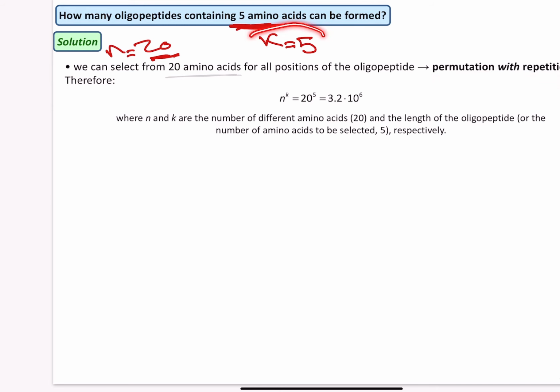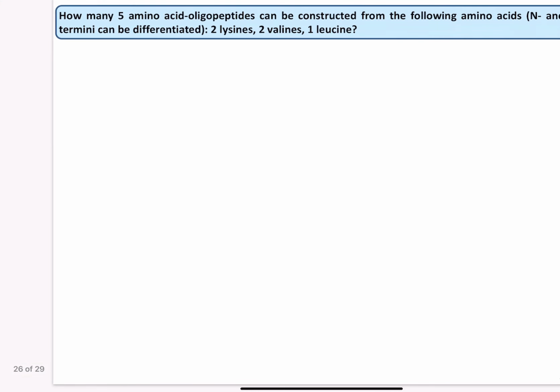But we are not using all of them. So this is the difference between this one and the previous example. Here we have 20, and we have to form an oligopeptide of 5 amino acids. In the previous example, it was 5, and we had to form using the 5. So N and K were the same, all the elements. So 2 plus 2 plus 1 equals 5. And here 5. So we're using all of them.